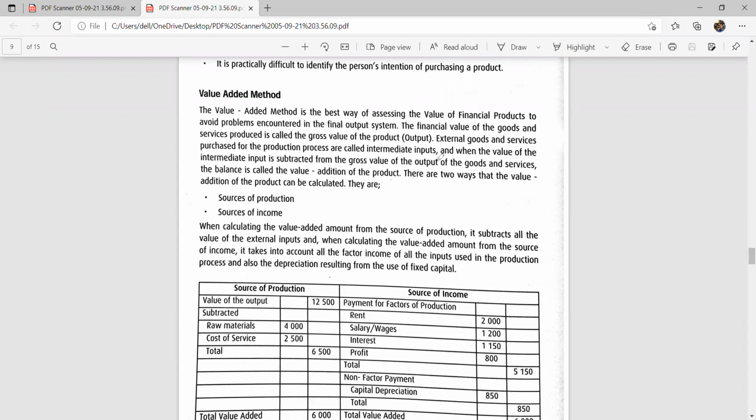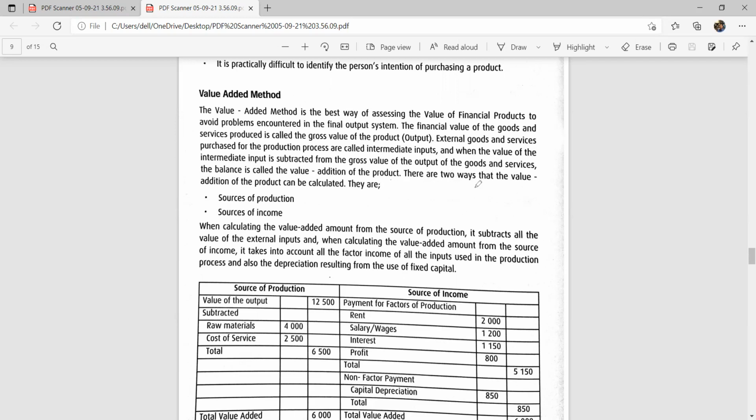The financial value of the goods and services produced is called the gross value of product or output. External goods and services purchased for the production process are called intermediate inputs. And when the value of the intermediate inputs is subtracted from the gross value of output, the balance is called the value addition of the product.